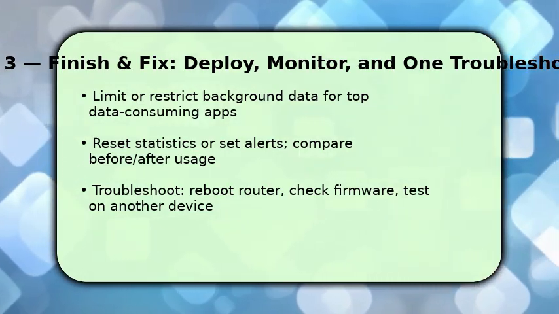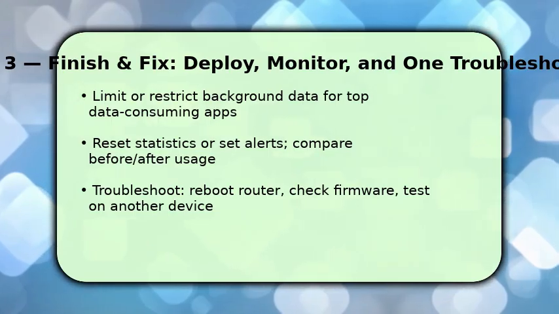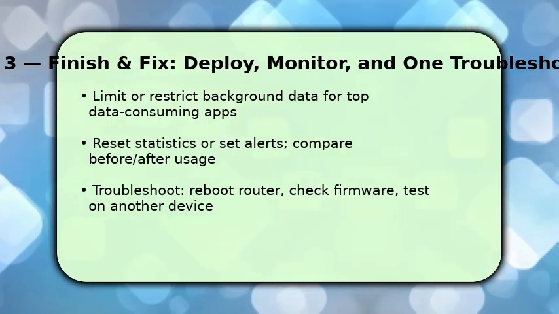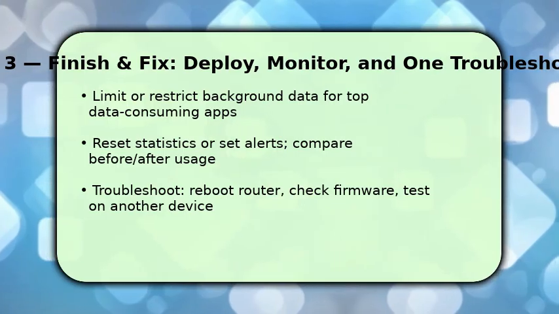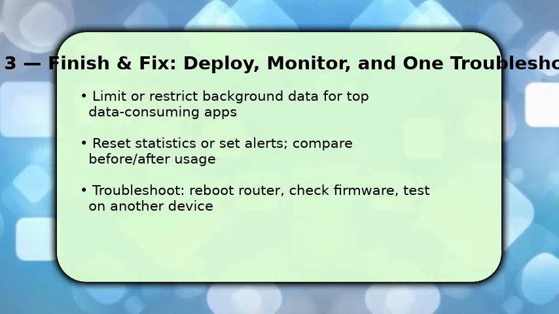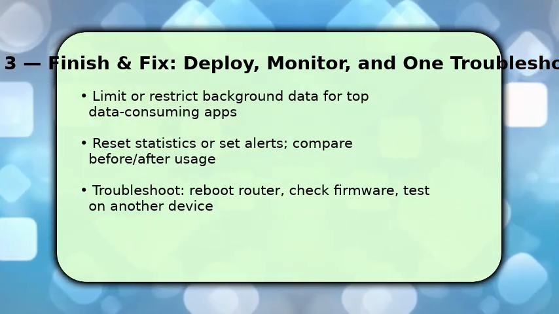device to isolate issues. If an app still shows unexpected traffic, force stop it, clear cache, or temporarily disconnect Wi-Fi while you investigate further. Those steps usually reveal the root cause.